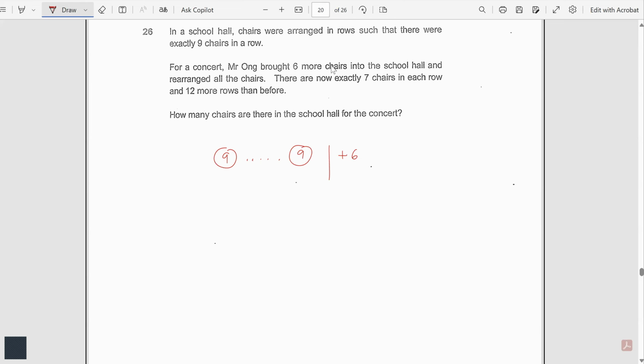Now he rearranged the chairs. There are now exactly 7 chairs in each row. So every circle now is not 9 but 7. Now the number of rows is not the same. There are actually 12 more rows. So when I compare the rows, this means that there's an equal number, and then beyond that, there's actually 12 more rows. So I'll take 1 row times 12. So the total number of chairs on top, including the 6, has to be the same as the bottom.